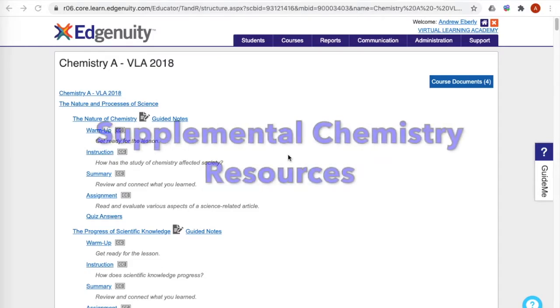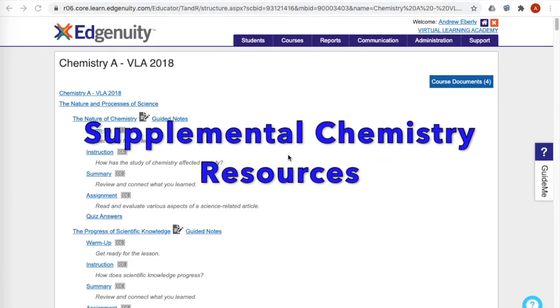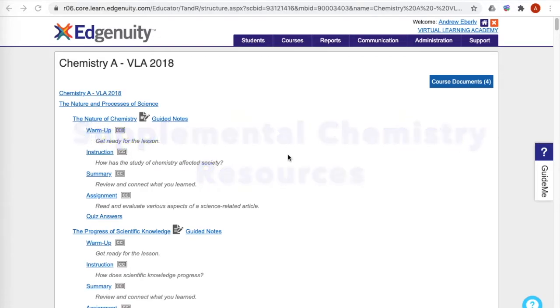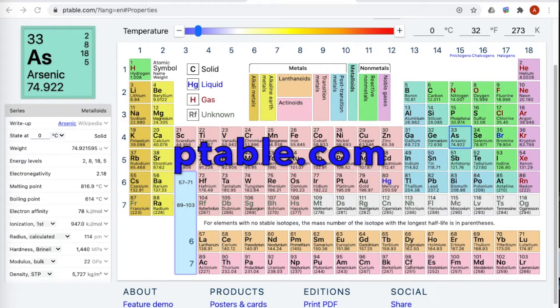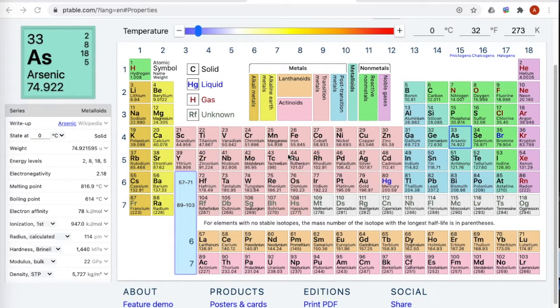This video is going to address some external resources specifically useful for chemistry. So let's go ahead and get started. In order to understand chemistry, you have to be able to read and understand the information on a periodic table. So here, this is the periodic table of the elements. Periodic means that the pattern repeats itself.